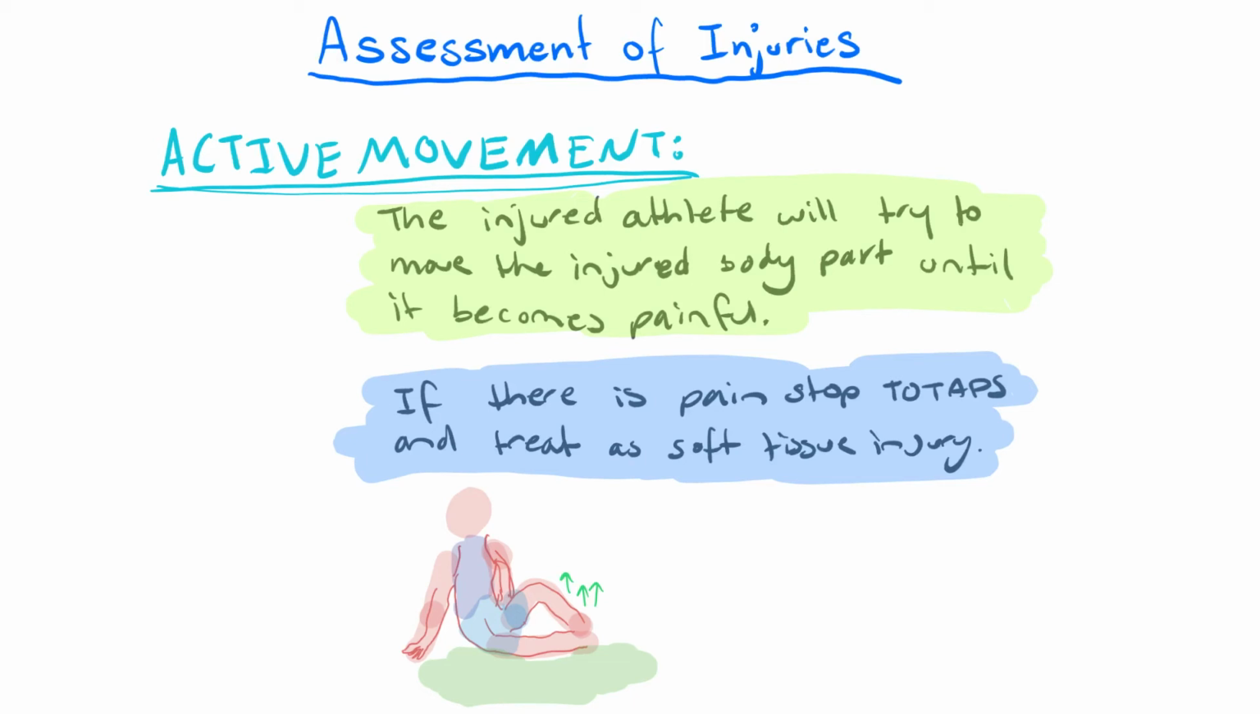Obviously we're not treating it as a hard tissue injury, because by this stage, after the touch, we would have already identified if it was a hard tissue injury. We would have identified it in the previous stage. So by the time we get to active movement, this is where we're testing for soft tissue injury or being able to return to play.